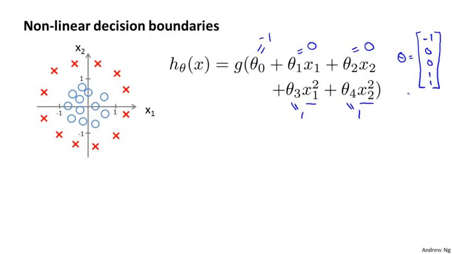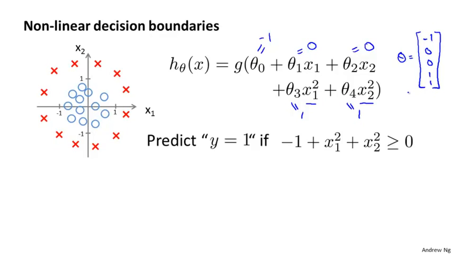Following our earlier discussion, this means that my hypothesis will predict that y is equal to 1 whenever minus 1 plus x1 squared plus x2 squared is greater than or equal to 0. This is whenever theta transpose times my features is greater than or equal to 0. And if I take minus 1 and just bring this to the right, I'm saying that my hypothesis will predict that y is equal to 1 whenever x1 squared plus x2 squared is greater than or equal to 1.